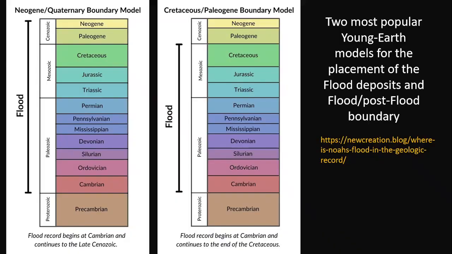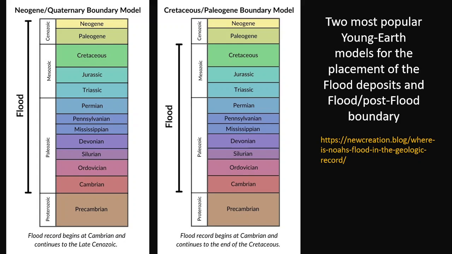So before we begin, we have to do a short primer on the two primary models that young earth creationists have proposed for how to identify where the end of the flood deposits from Noah's worldwide flood is, versus post-flood deposits. There are two primary views, although there's a lot of variation within those, and then there are some other rarer, less popular views.